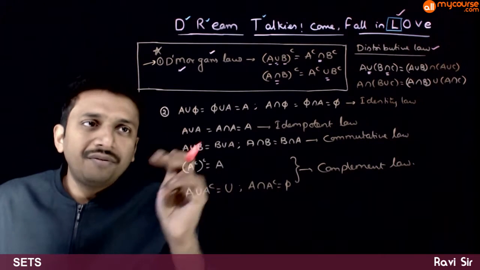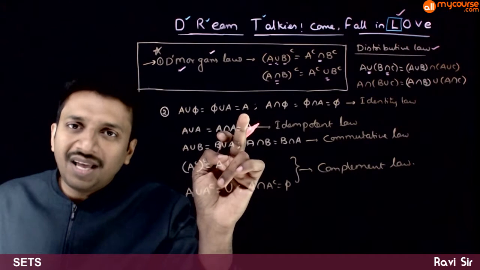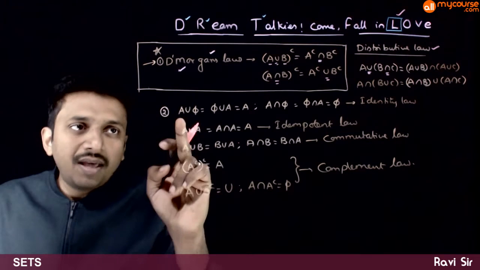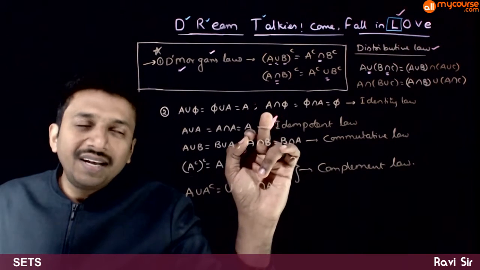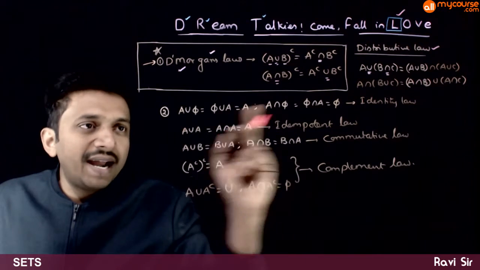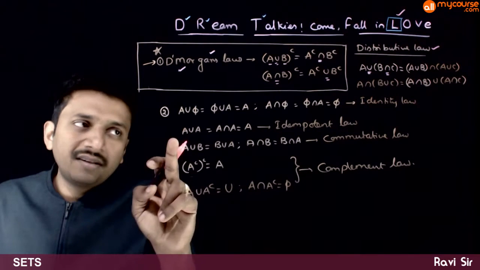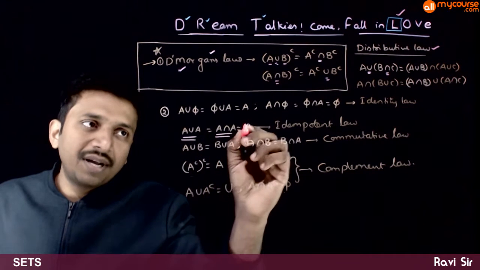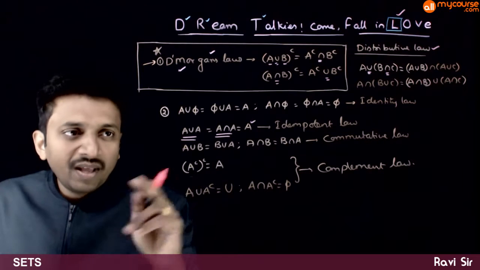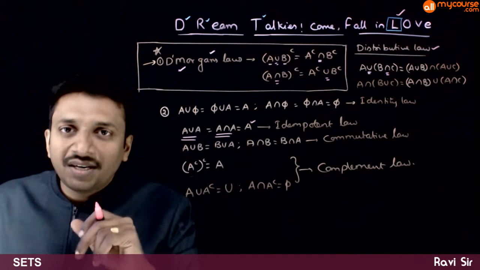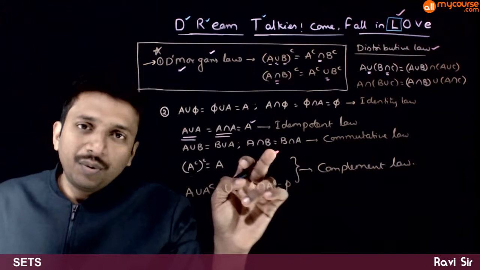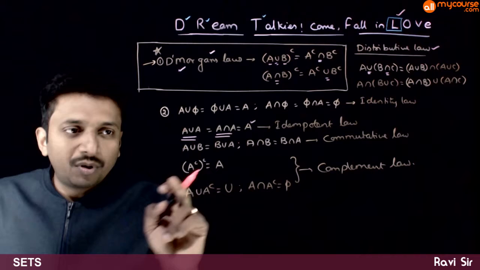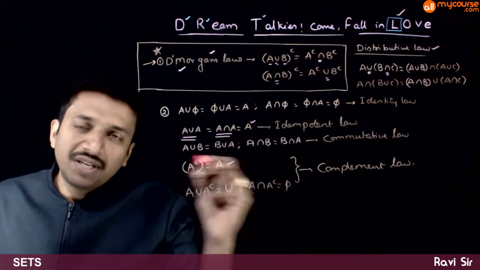A union phi. If you add the empty set to A, you get A itself. And if you take the common elements in A and phi, you get phi itself. So A union phi is equal to A, and A intersection phi is equal to phi. It's called identity law. And A union A, if you union same sets or intersect same sets, you get the same set as the answer. And A union B is same as B union A, that is, commutative law is valid for union and intersection. And A complement whole complement is equal to A. If you complement any set twice, you get the original set.